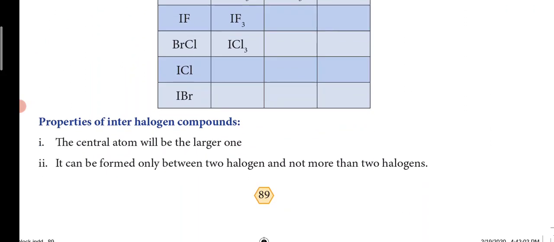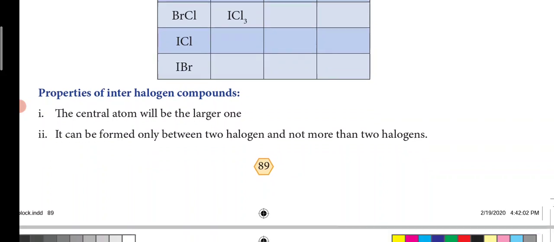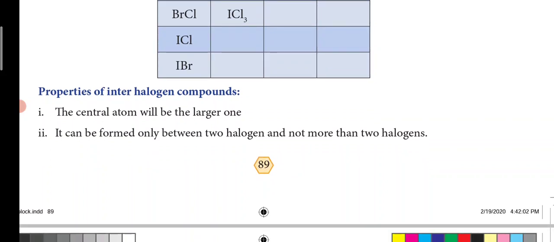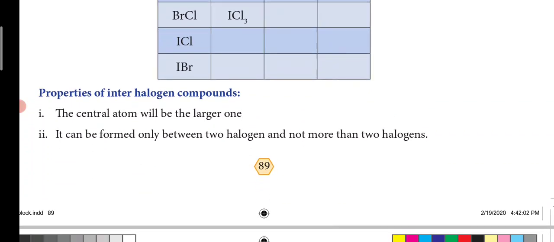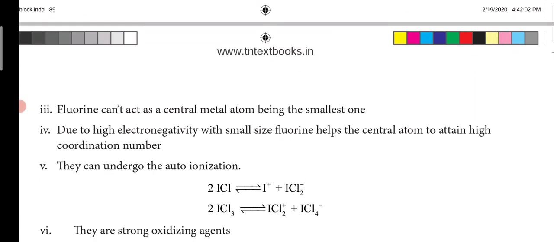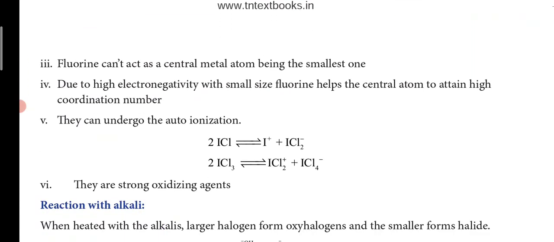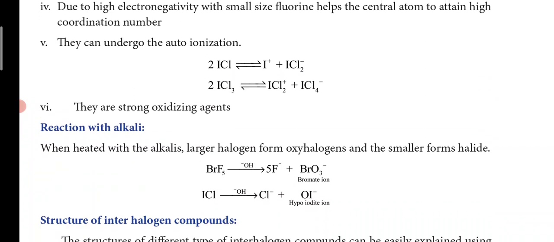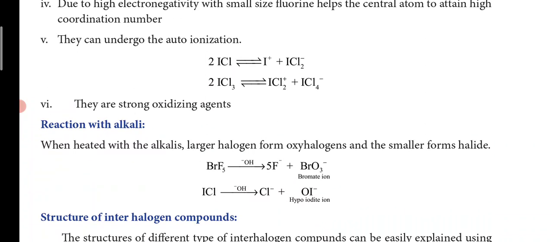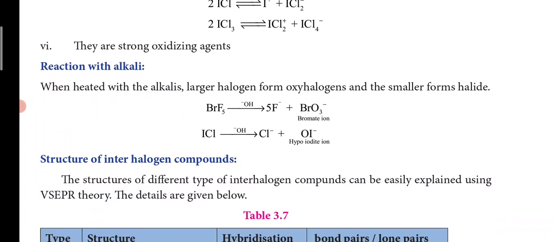Then their properties, the central atom will be the larger one, so it can be formed only between two halogens. A very important thing, you cannot take three or more halogens to form interhalogen compounds. You can take only two halogens, not more than two. And fluorine cannot act as a central atom because it is the smallest one. Due to its high electronegativity with small size, fluorine helps the central atom attain a high coordination number, and they can undergo autoionization. Autoionization means by themselves they will get ionized, and they are strong oxidizing agents also.